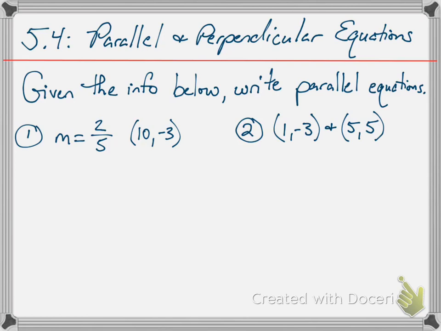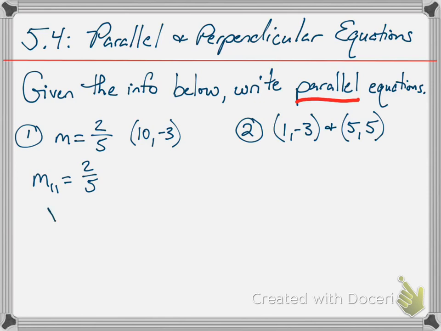So given the info below, we're going to write parallel equations. Again, the key word being parallel. Parallel means the slope has to be the same. So number one, I give you the original slope and a point. If I give you a slope and I want something that's parallel, the beauty of it is the slope of a parallel line is exactly the same. So these problems are a little bit easier because you don't have to really think too much. If it's parallel, it's going to be the same slope. So especially if I give it to you right off the bat, you've got that, you've got the point it should pass through, and we can basically start writing the equation.